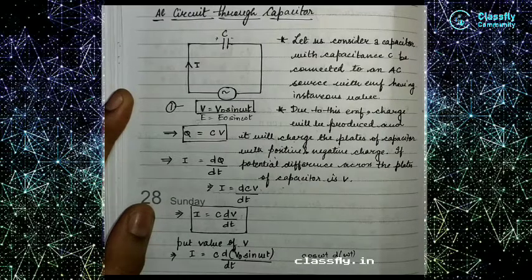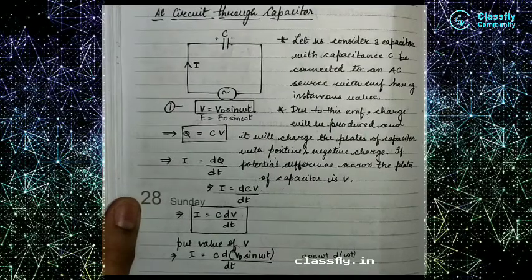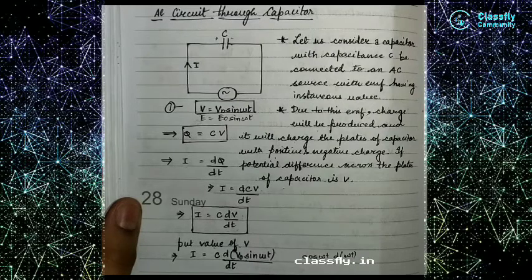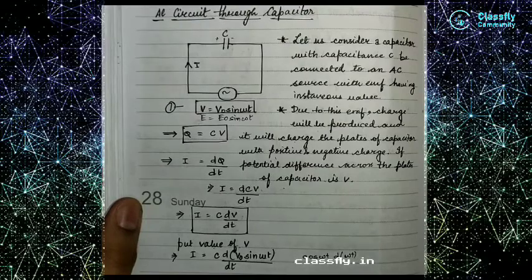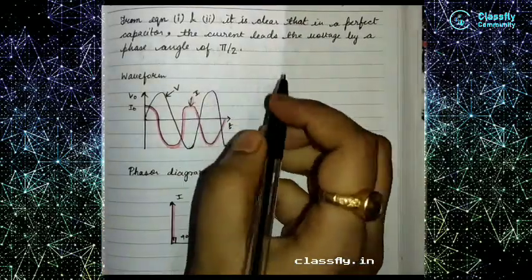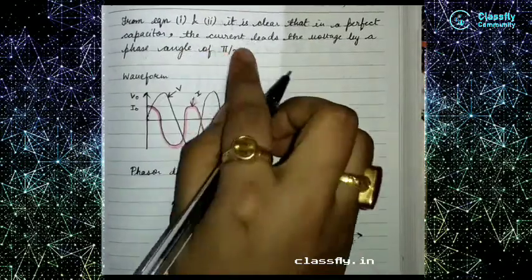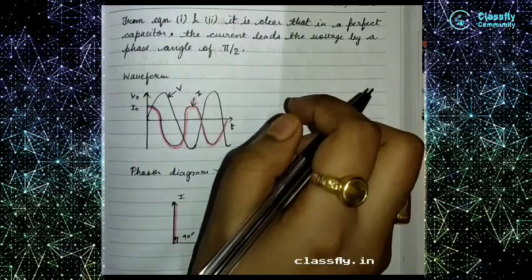And we know that I0 is equal to V0 omega C. So we can simply write I is equal to I0 cos omega t. When we change this cos omega t to sine, we can say that I is equal to I0 sin(omega t plus pi by 2). So it is clear from equation 1 and equation 2 that in a perfect capacitor, the current will lead the voltage by a phase angle of pi by 2.